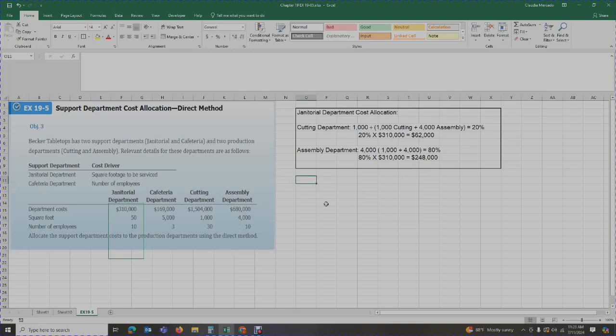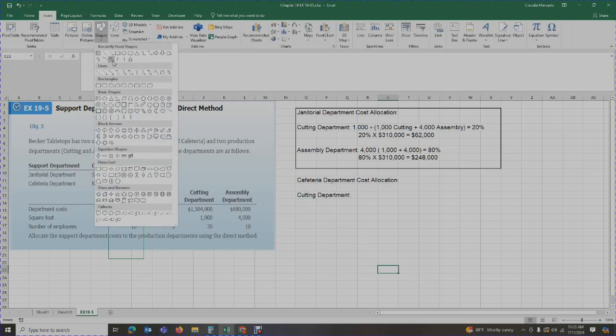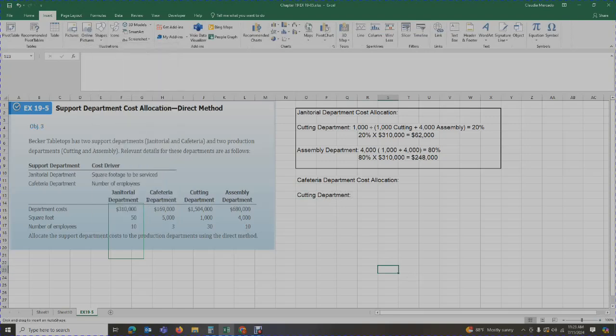Now we're going to do the same thing, but in this case, we're going to distribute the cafeteria cost. So we're going to do the same concept, but now we're going to be looking at cafeteria.